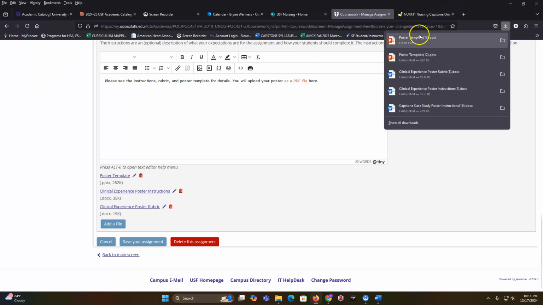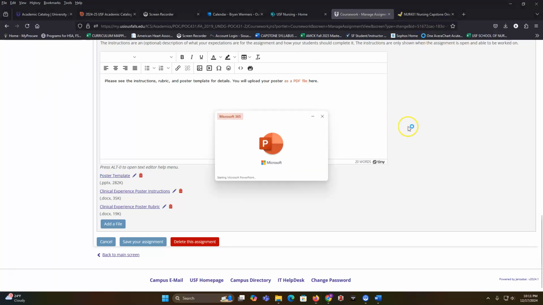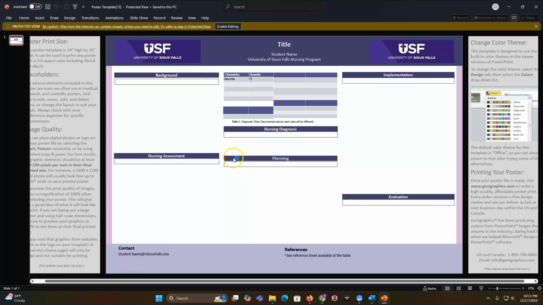So, your poster template is going to look like this. When you click on it, you've got your USF banner with title. Change these out, put your title in, student name, and then fill in these different areas. You're going to see that they have specific requirements for these areas. You can change this up a little bit, but I would generally keep the same format. You can have an image in here if it's appropriate, and you can do whatever makes it pop. But make sure you cover these areas.